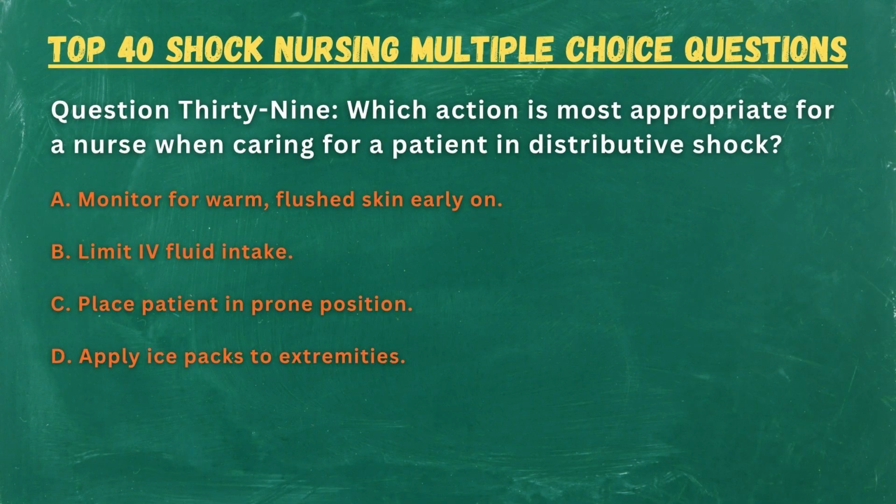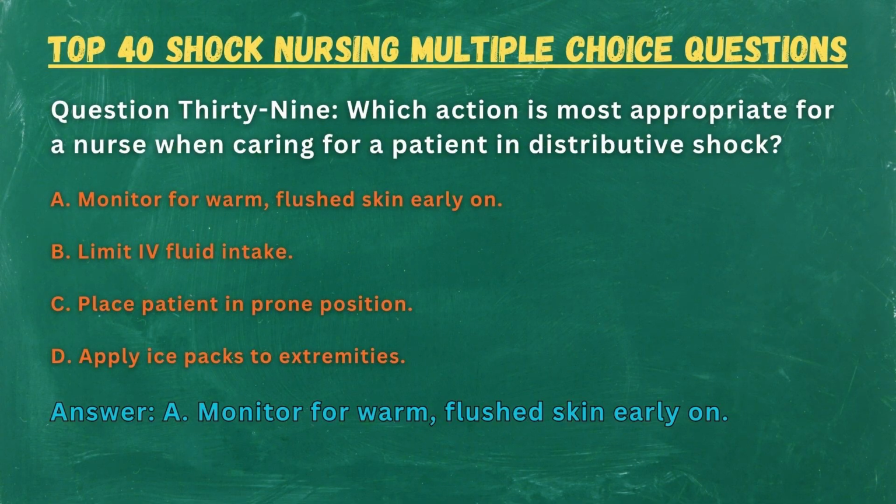Question 39. Which action is most appropriate for a nurse when caring for a patient in distributive shock? A. Monitor for warm, flushed skin early on. B. Limit fluid intake. C. Place patient in prone position. D. Apply ice packs to extremities. Answer: A. Monitor for warm, flushed skin early on.